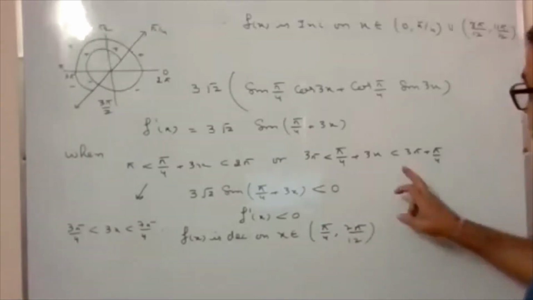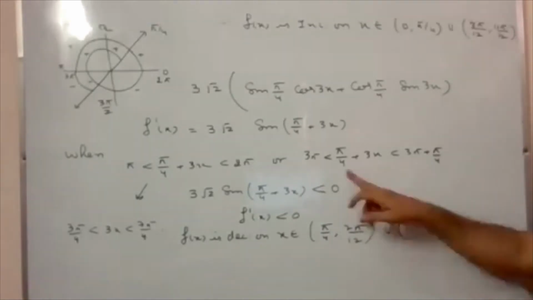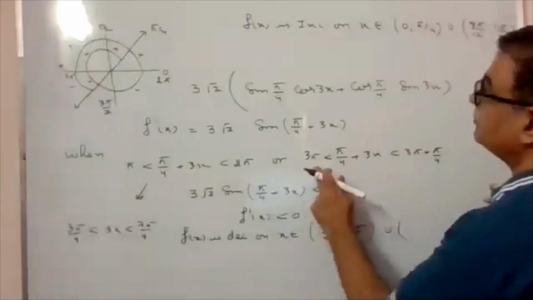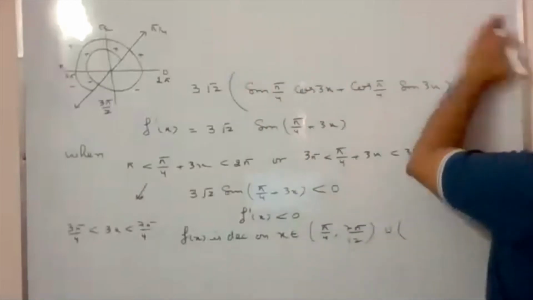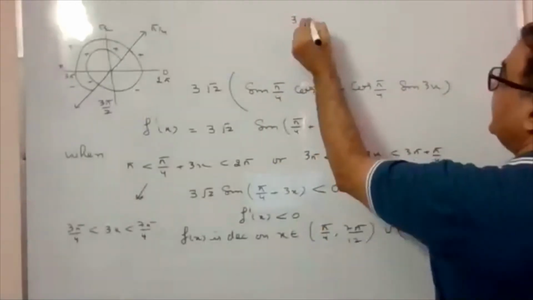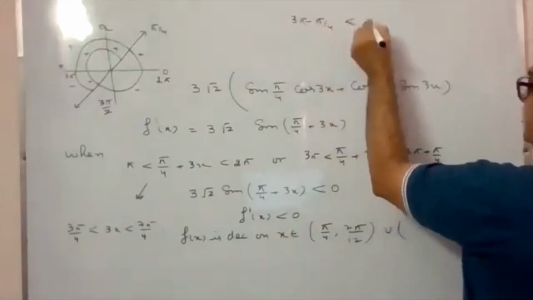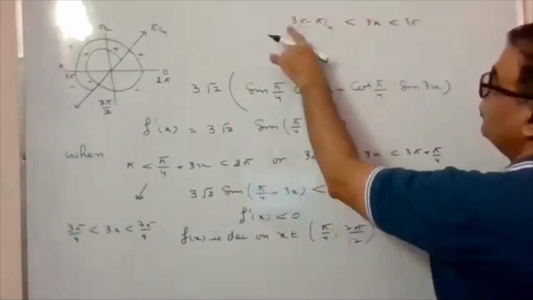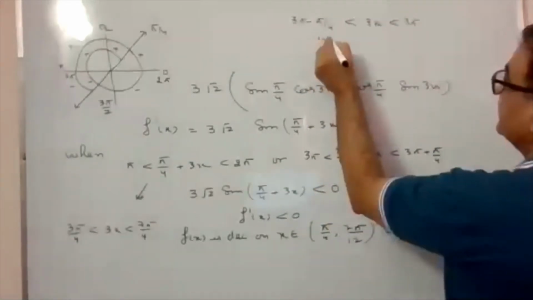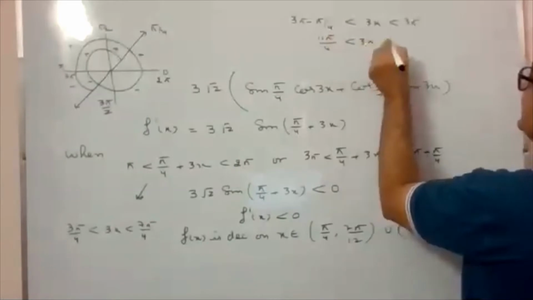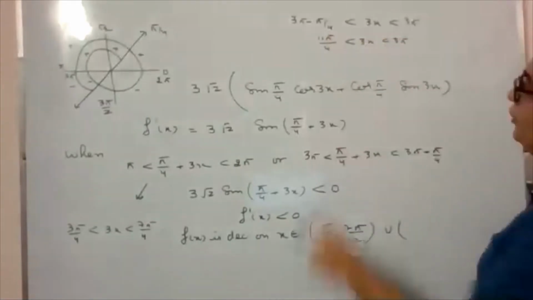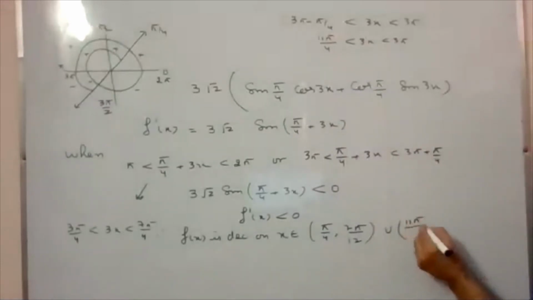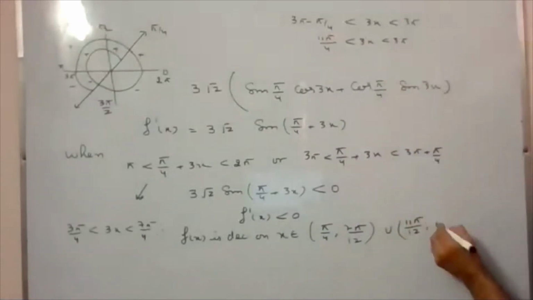First part, union. Second part will be this. Again pi by 4 subtracted. When you subtract pi by 4, what will it come? 3 pi minus pi by 4. This will be 3x and this will be 3 pi. 4 3s are 12, so 11 pi by 4 is here. This is 3x and this is 3 pi. When you divide it by 3, what will come? 11 pi by 12 to 2 pi.